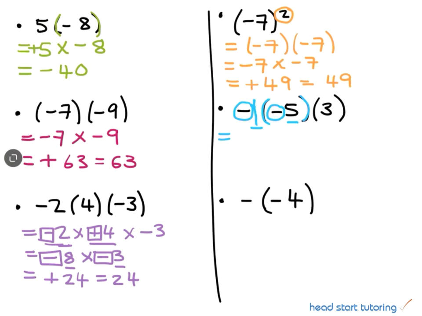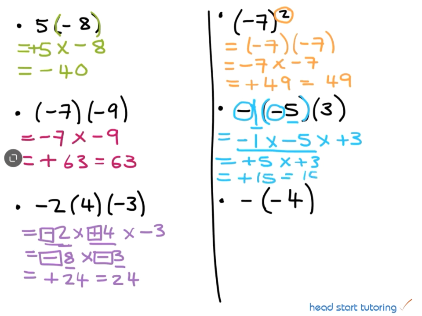So we end up with negative 1 multiplied by negative 5 multiplied by positive 3. So negative 1 times negative 5, a negative times a negative is a positive, and 1 times 5 is 5. Then we multiply by positive 3, and that gives us an answer of positive 15, or just 15.